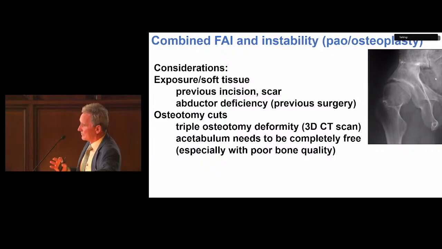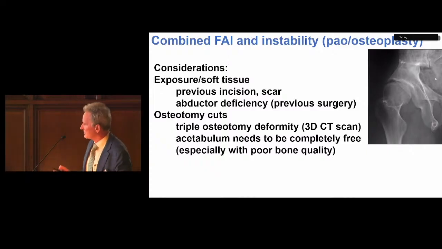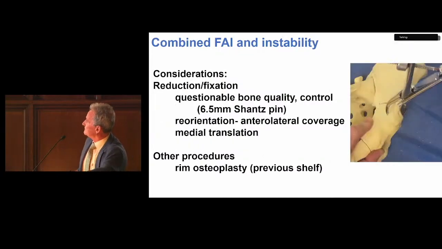And with poor bone quality, again, the socket needs to be completely free, and you want to make sure it is before you try to do your reduction. I'll use a larger Schanz pin in these hips with poor bone quality, so a 6.5 Schanz pin, just to get that initial fixation of the fragment for our reorientation. And then special about this case was just taking down the shelf anteriorly after the PAO.